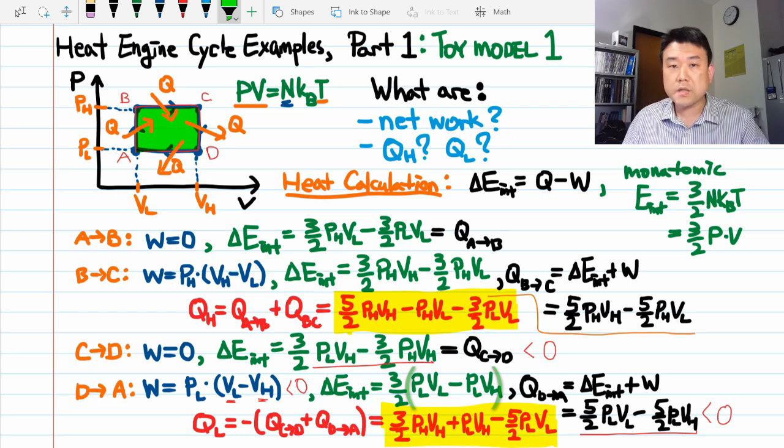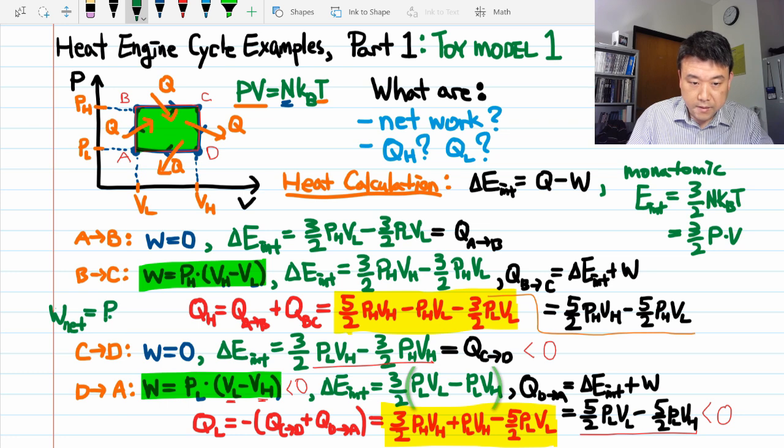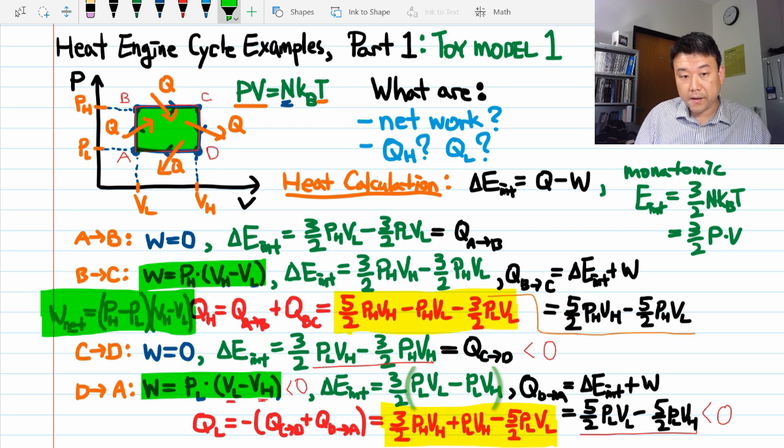Alright, that's it. That was a little bit of tedious calculation, but we are almost done. We need to calculate the net work, which would be the work done along BC plus the work done along DA. This is negative. So let me do that and write it down, factoring it as needed. Alright, we are done. This is probably what many of you guessed a while back when we talked about the area enclosed by the curve being the net work done.